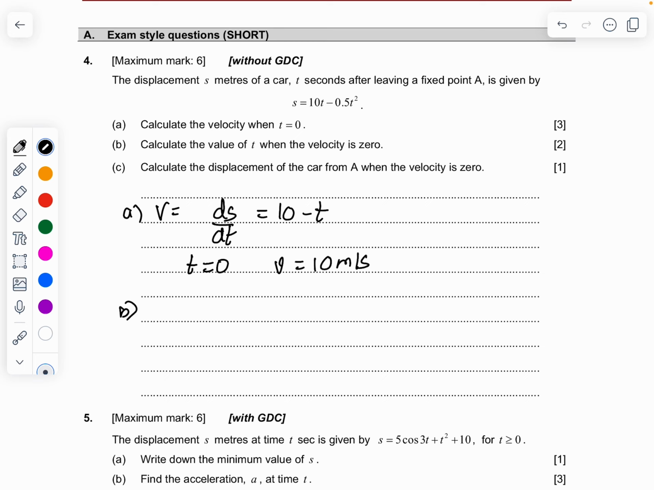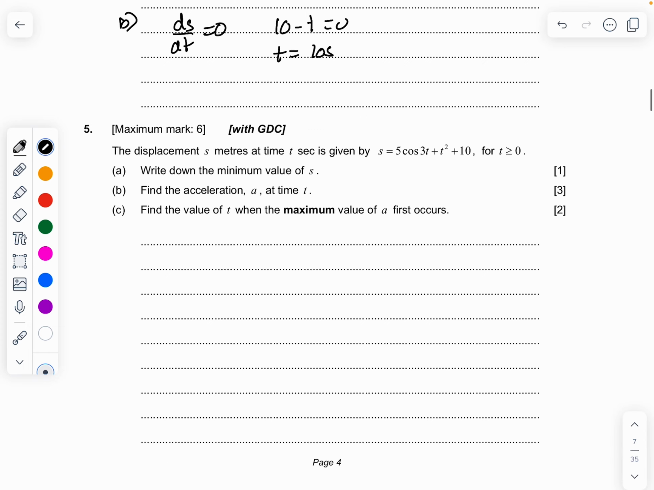Then part B, calculate the value of t when the velocity is 0. So ds upon dt should be equal to 0, meaning 10 minus t equals 0, t equals 10 seconds. Then calculate the displacement of the car when the velocity is 0. So substitute t equals 10 seconds. So you should get 50 meters as the answer.